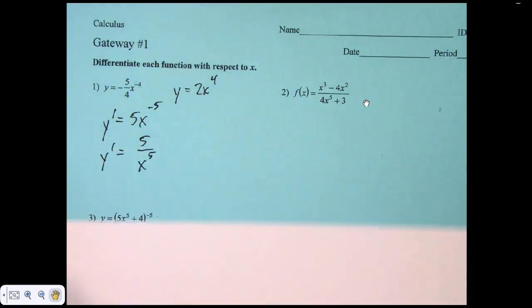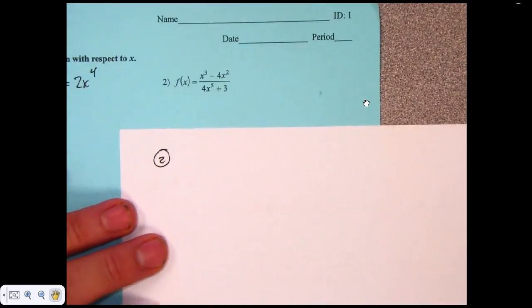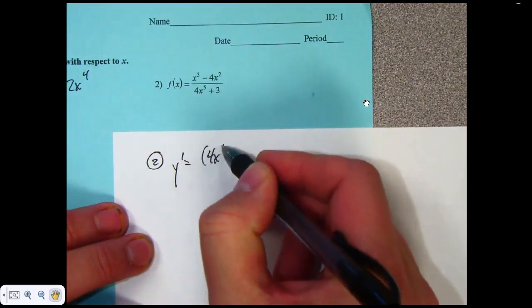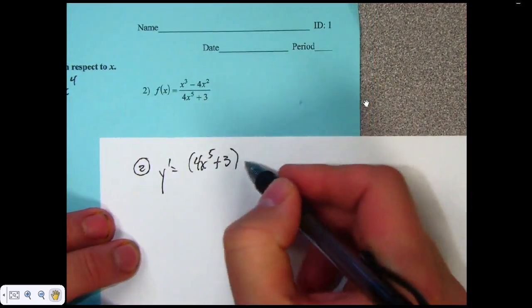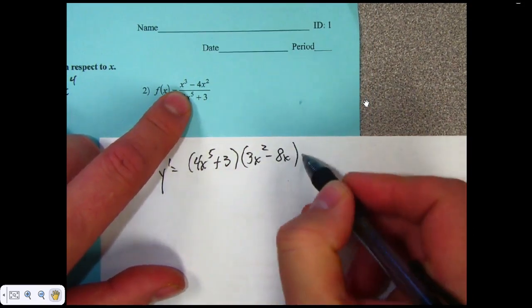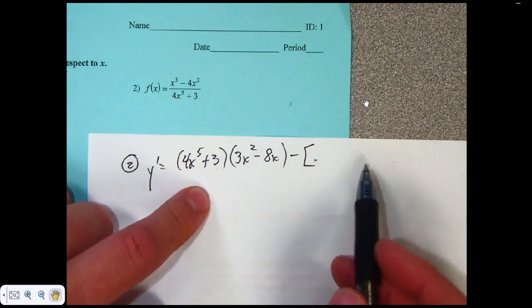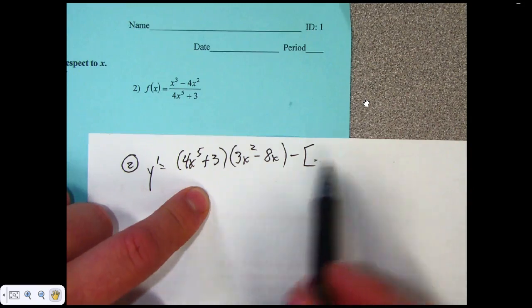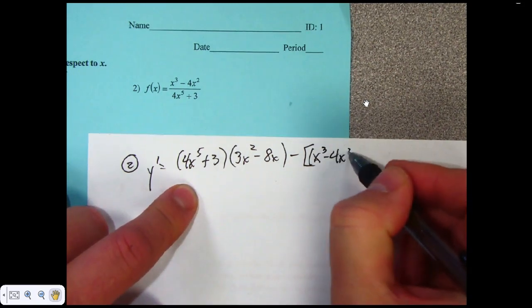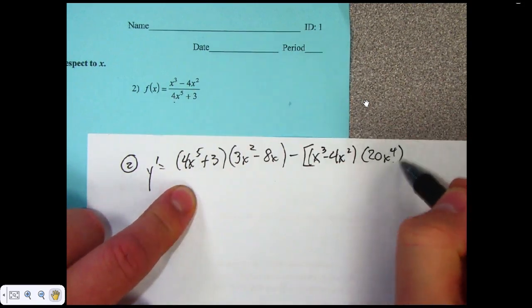Alright, number 2 is quotient rule. I'm going to do that on a separate sheet here. So, it is the bottom times the derivative of the top. Now, the derivative of the top is 3x squared minus 8x minus, in big parentheses, and this was something I noticed a lot of people forgot, to subtract this entire part. So this is 2d1 minus 1 d2, and the derivative of the bottom is 20x to the 4th.